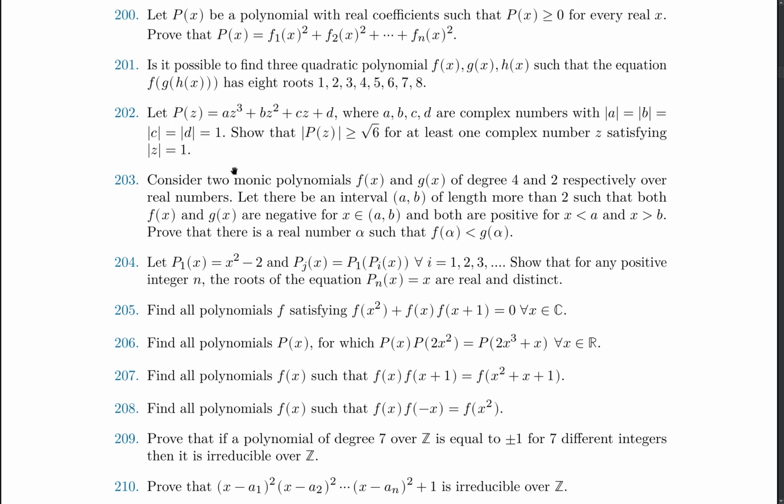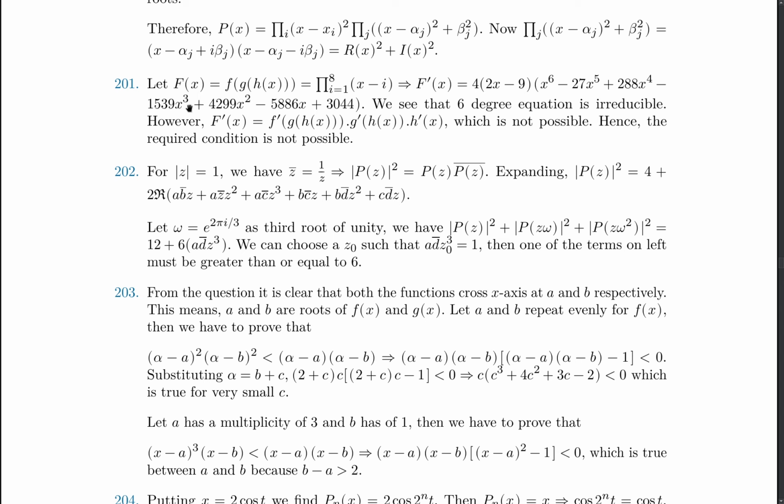So question 201 says, is it possible to find three quadratic polynomials f of x, g of x and h of x such that the equation f of g of h of x has 8 roots 1, 2, 3, 4, 5, 6, 7, 8? So we look at the function capital F of x is equal to f of g of h of x is equal to (x minus 1)(x minus 2)(x minus 3) up to (x minus 8), which we have written as the product of (x minus i), where i varies from 1 to 8.